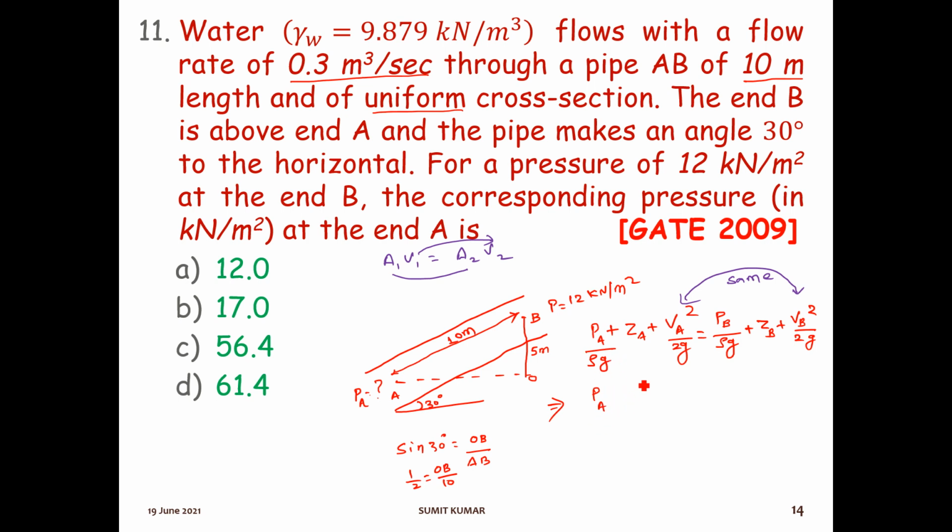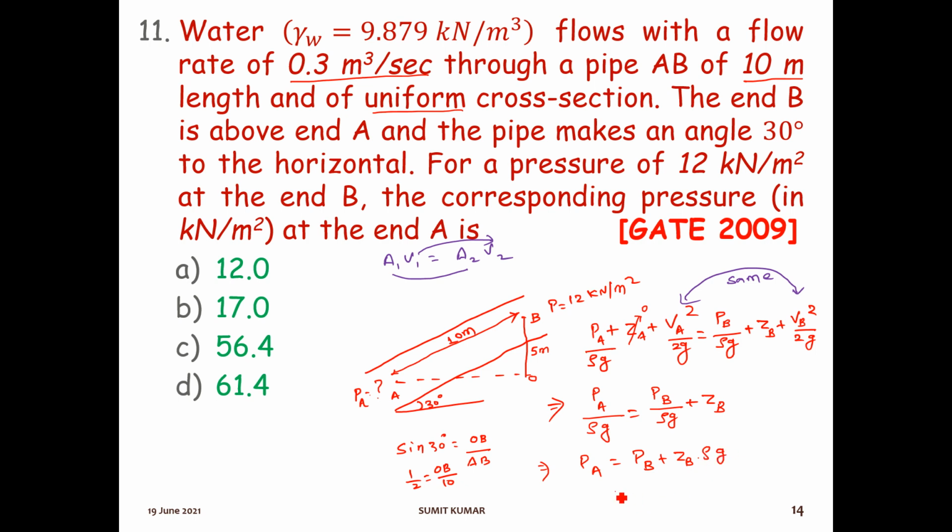Now further we can write this equation. In this question we have assumed A as a datum, so ZA will be 0. So here we can write PA by rho G is equal to PB by rho G plus ZB. Further we can write PA is equal to PB plus ZB into rho G.